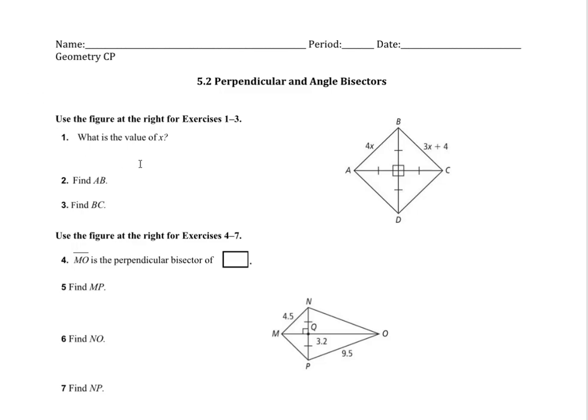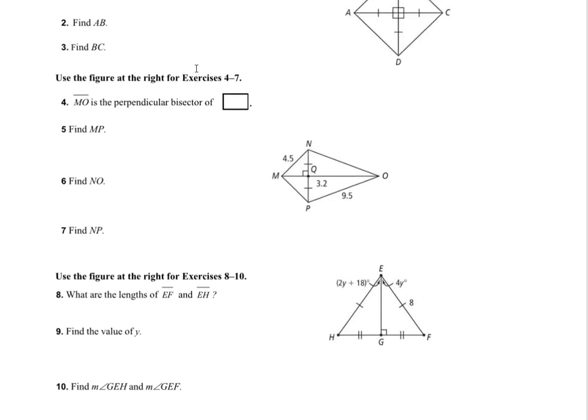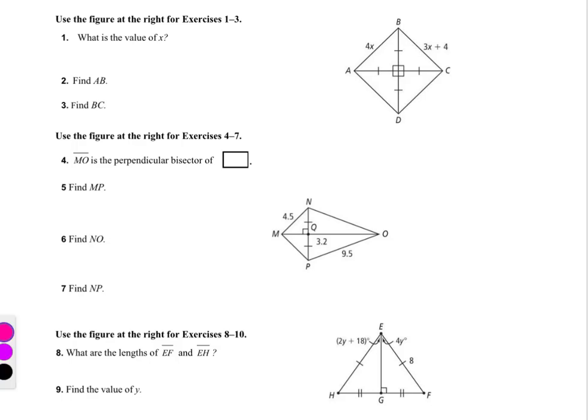Okay, this worksheet has perpendicular and angle bisector problems. On this figure on the right, we can see that BD is a perpendicular bisector of AC. So 4x is equal to 3x plus 4, and we find out that x is equal to 4. The length of AB is going to be the same as BC, and they're both going to be 16.